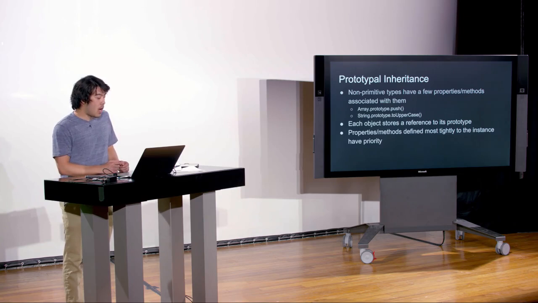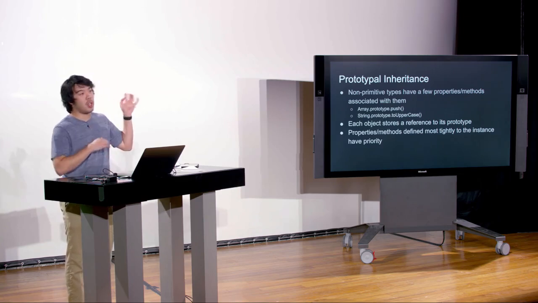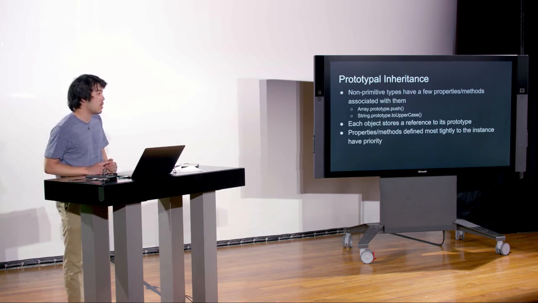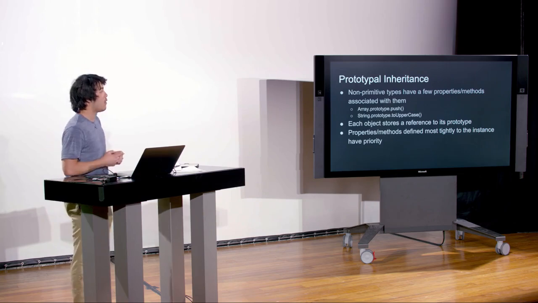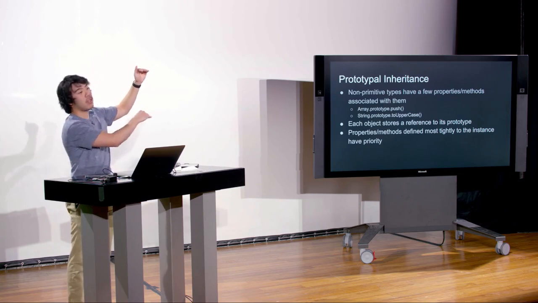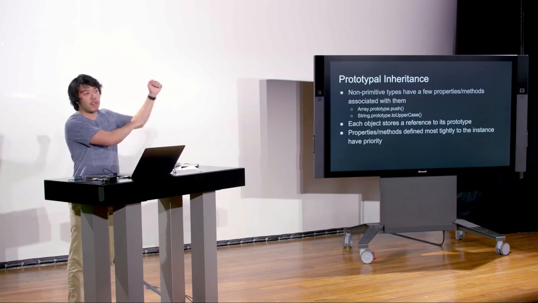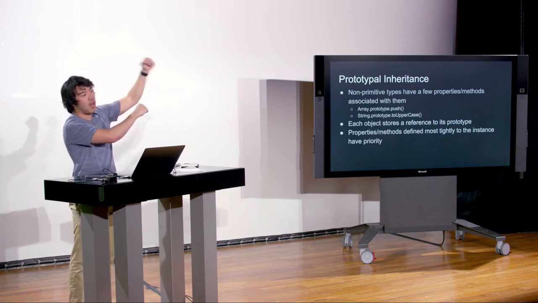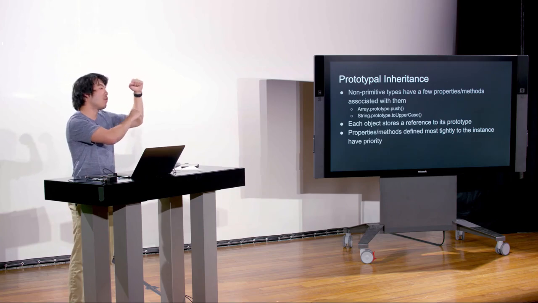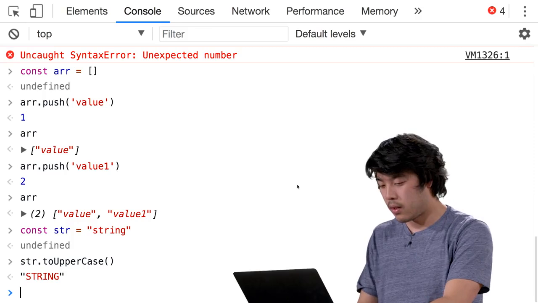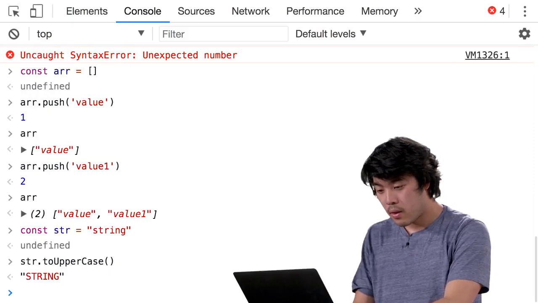And say we have a prototype chain where there are a bunch of different methods of the same name. Whichever one is bound most tightly to the instance has the priority. So say we have an object and an array, so say we have a value that is of type array. Up the prototype chain, its prototype is array. That prototype is object. Say we have the same named method on both of these. If we call that method, the one that's bound most tightly, the array, will take priority. So let's actually show that. So say we have something like that.